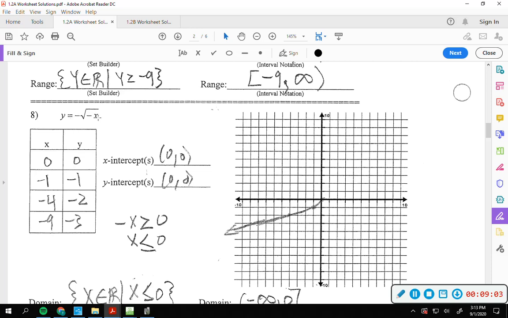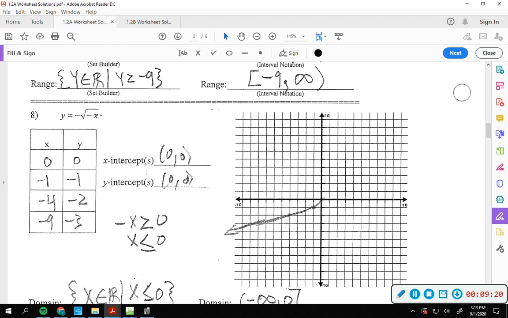I can plug in 0. Negative of 0 is 0. Square root of 0 is 0. Negative 0 is 0. I get 0 back out. I cannot plug 1 in for x because I cannot take the square root of negative 1. It's an imaginary number. I have to only plug in negative numbers.